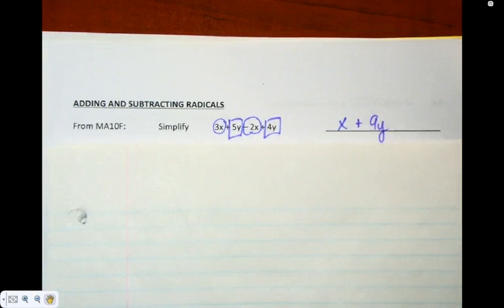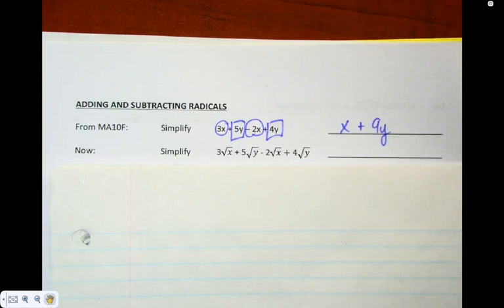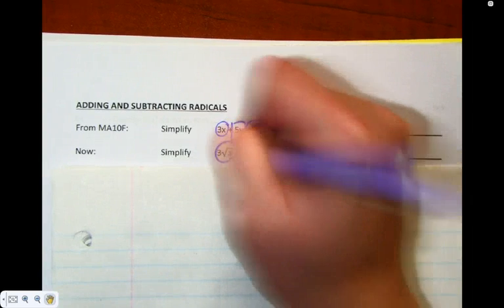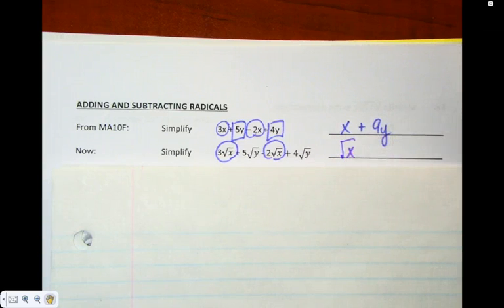We're going to do the exact same thing with radicals. So you'll notice I kept all the coefficients exactly the same. It's still 3, 5, negative 2, and 4. I'm going to do the same circling technique. I'm going to add the radical x's. So if I have 3 radical x's and I take 2 of them away, how many radical x's do I have? Just 1, root of x.